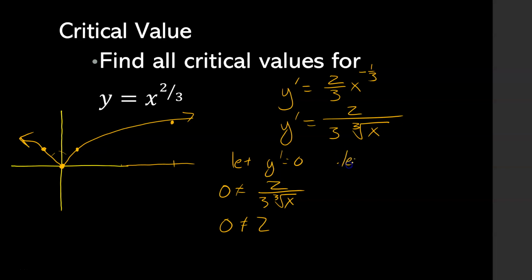Okay, let y prime be undefined. What's that going to mean? That's going to mean 0 is equal to the denominator. And you can probably do that in your head. That's going to be when x equals 0. So x to the 2/3 power has a critical value only at x equals 0.